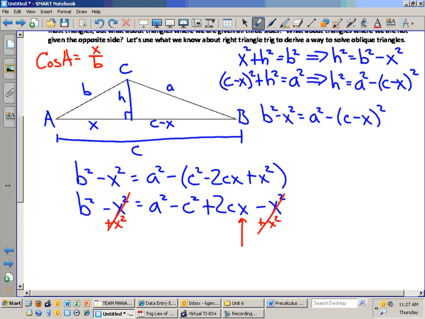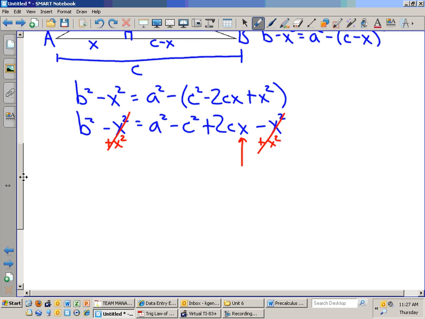That's a nice piece to be able to use. In fact, I'm going to write that down here, and I'm going to make use of it. We said that the cosine of A is equal to x divided by b. And I need to insert something for x. So can you solve for x here? What do you get? X equals b cosine of A.